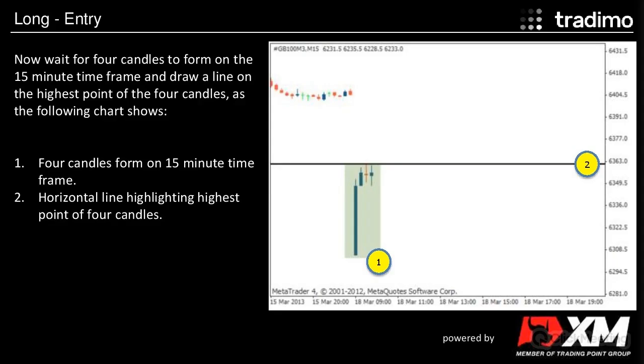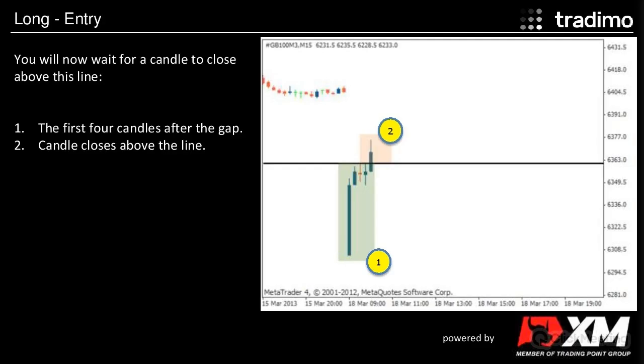Now wait for four candles to form on the 15-minute time frame and draw a line on the highest point of the four candles, as the following chart shows. First, the four candles from a 15-minute time frame are marked yellow, and second, the horizontal line highlights the highest point of the four candles. It's only an example. This is very important: you then wait for a candle to close above this line. The first four candles after the gap, and second, the candle closes above the horizontal line.